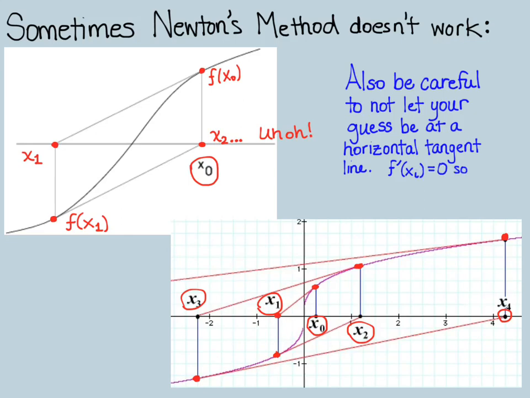Finally, remember to be careful not to let your guess be at a horizontal tangent line. If this happens, f prime of that guess is going to equal 0 because the slope of the tangent line is 0. And what that means is that f of x sub i divided by f prime of x sub i will be some number divided by 0, which we know does not exist.